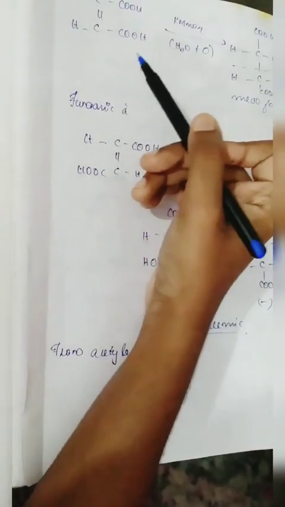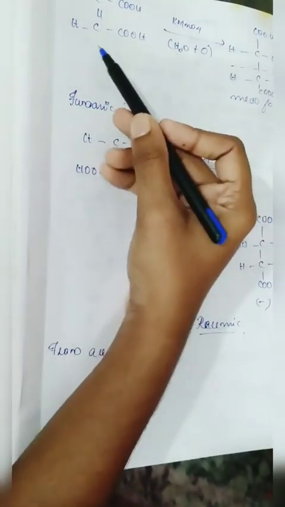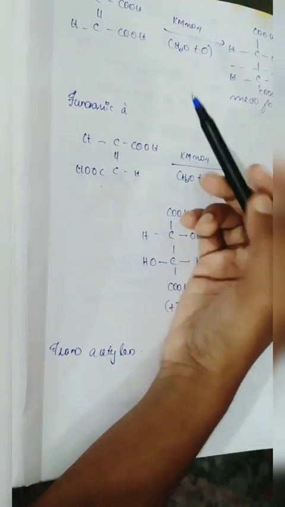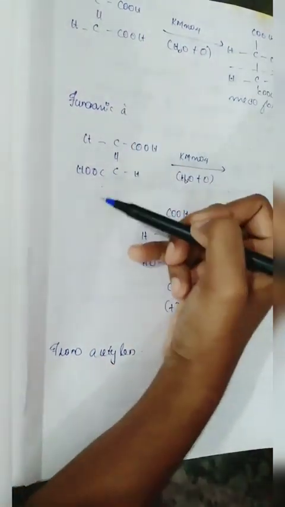synthesis. So you can see the structural difference between fumaric acid and maleic acid. This is the maleic acid and this is fumaric acid. No such rocket science, simple. The positions of COOH and H are changed to the opposite. So this one is maleic acid and this is fumaric acid.